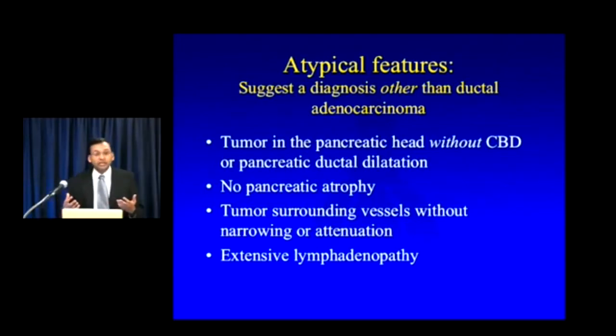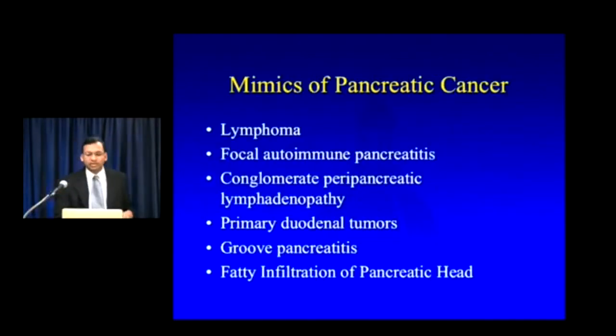Similarly, if I see a big mass in the pancreatic head, but the upstream pancreas is not atrophic, again, that is a quite atypical feature and should make you think of another diagnosis. Remember, pancreatic cancer will tend to surround vessels and often will tend to encase and narrow those vessels. So if I see a big mass that's encasing the portal vein and the SMV, but there's really no narrowing, no occlusion or attenuation of the vessel, that should suggest another diagnosis. And then finally, pancreatic cancer commonly metastasizes to lymph nodes, but it is relatively uncommon to see big, bulky locoregional nodes. If you see massive lymphadenopathy, you should think about another diagnosis, and usually that's going to be lymphoma.